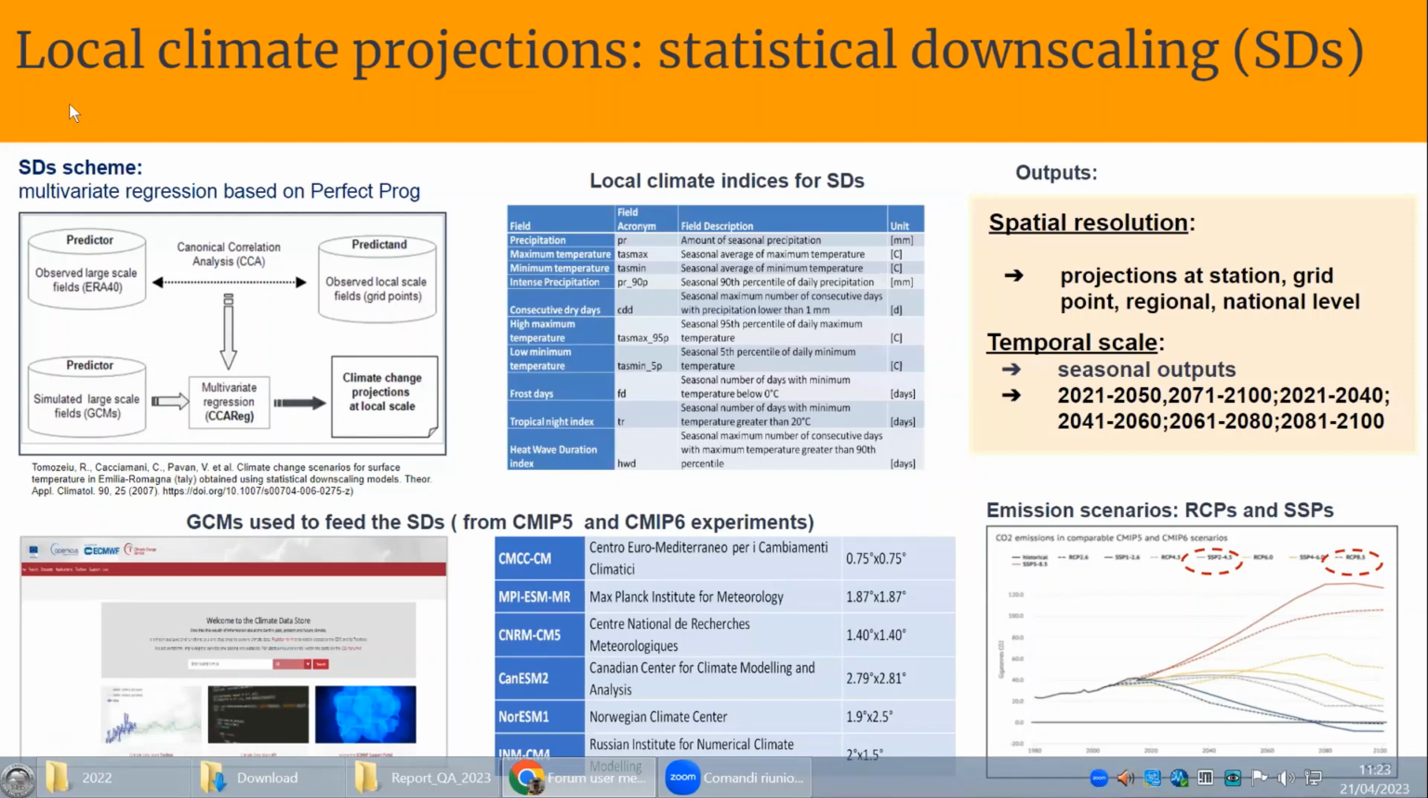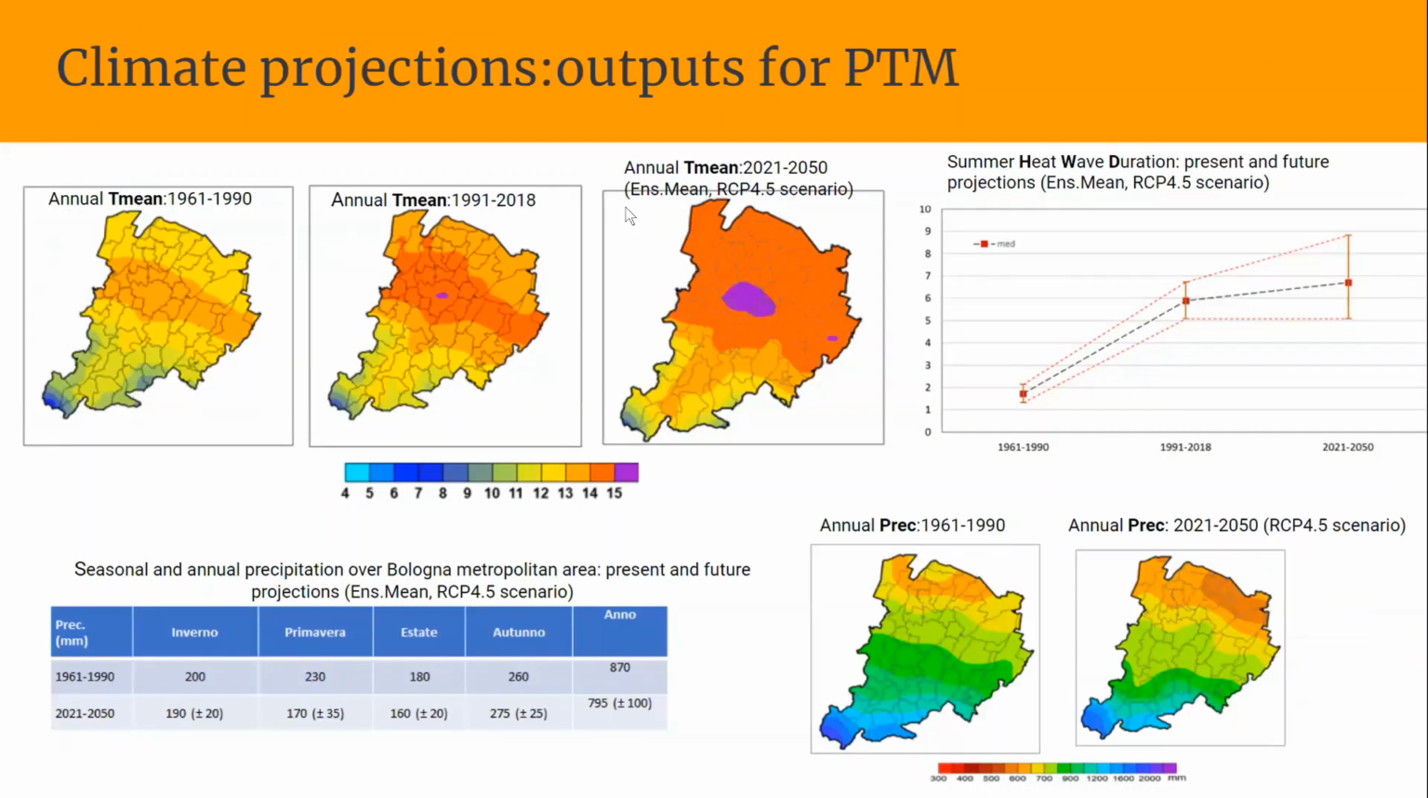So our products could be maps of changes, and also present and future. We also provide to our end users the interpretation of these maps. Here is just a small product that concerns the simulation of annual mean temperature over the Bologna metropolitan area: the present 1961-1990, the more recent period 1991-2020, and the future simulation through the statistical downscaling scheme of annual temperature for the period 2021-2050, realized in the framework of the RCP 4.5 emission scenario.